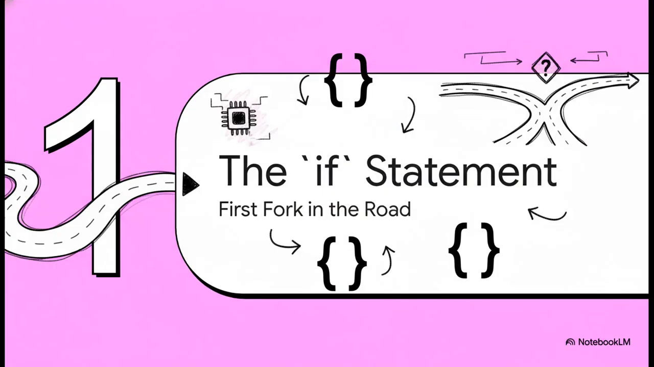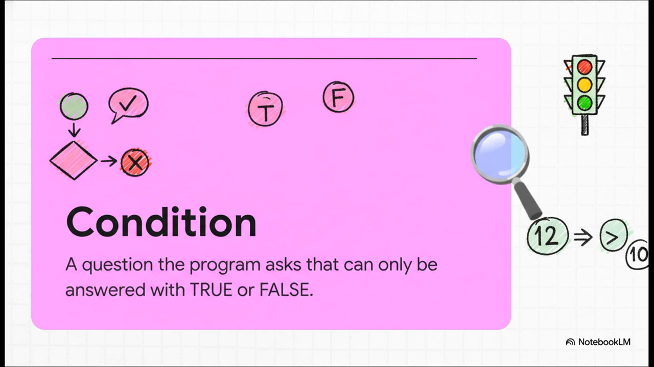Well, that very first fork in the road is created with a simple but honestly incredibly powerful tool, the if statement. This is the absolute bedrock of decision making in pretty much every programming language out there, and especially in Java. Okay, but before we can even use an if, we need a condition. And a condition is just a fancy word for a question that can only be answered with true or false. That's it. It's a simple yes or no question.